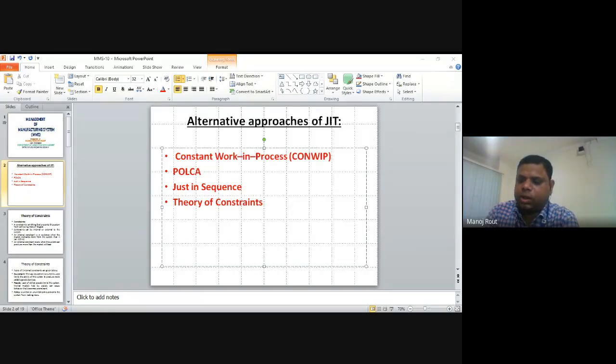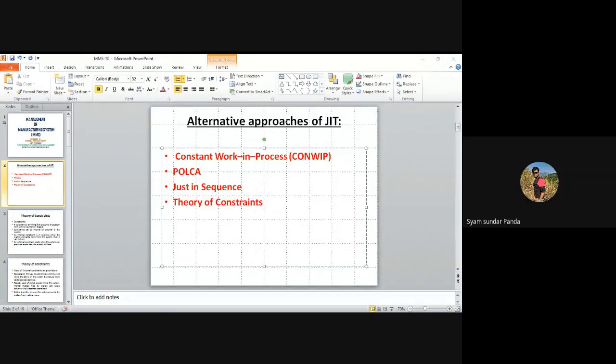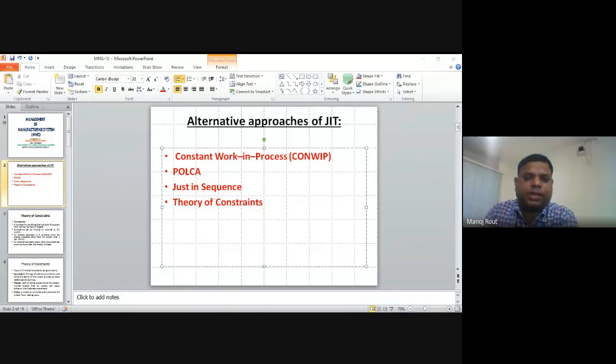The next question is to Shamsundar Panda. Drilling is what type of manufacturing process? Is it machining process or assembly process or forming process? Sir, assembly process. No. 16. Drilling is what type of manufacturing process? Is it machining process or assembly process or forming process?